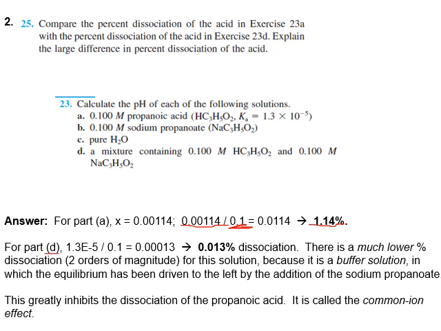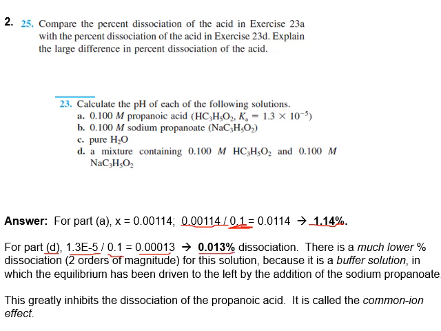Whereas for part D, we solved it for x, and we got 1.3 times 10 to the minus 5th. That's a much smaller number. And when we divided that by 0.1, which was the original concentration, we get 0.00013, or 0.013%. So that's really, really tiny.